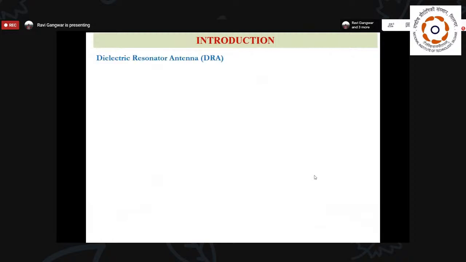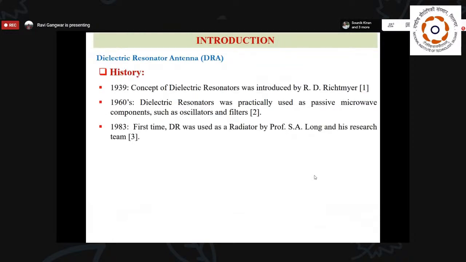So first, I will go to dielectric resonator antennas. As everybody knows, for the last two or three days we have heard a lot about dielectric resonator antennas, so I am not going into detail. Here I have given a brief history in a few lines. The concept of dielectric resonators was introduced by Dr. R.D. Richtmyer in 1939. But he was unable to show experimental verification, because at that time material technology was not up to the mark, so he could not fabricate that kind of structure.